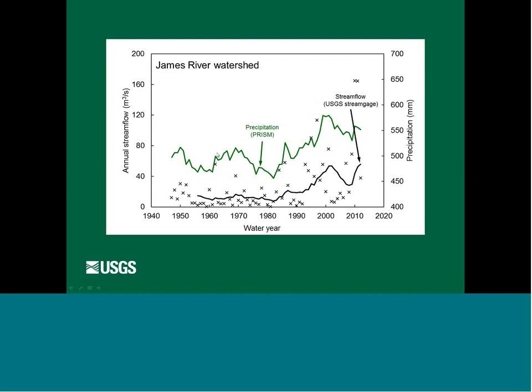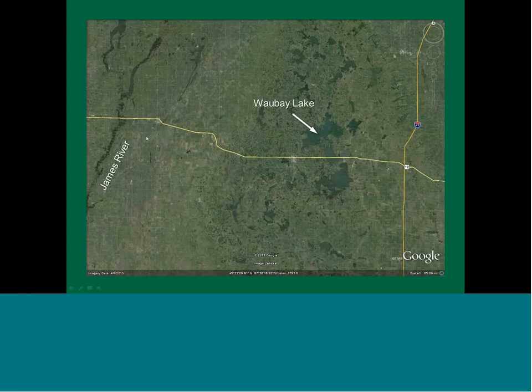You can see this green line here is precipitation for the watershed based on a data set called PRISM, which I'll introduce a little bit later. It's going up as well, but boy, the streamflow is really ramping up. If you look at this area, here's the James River, and this is the edge of the watershed, and you can see that there's a lot of lakes in this area. One lake here, Wabae Lake, is relatively bigger. So this is eastern South Dakota.